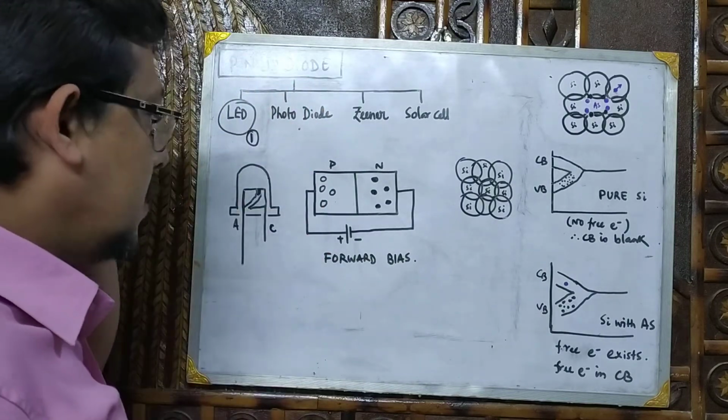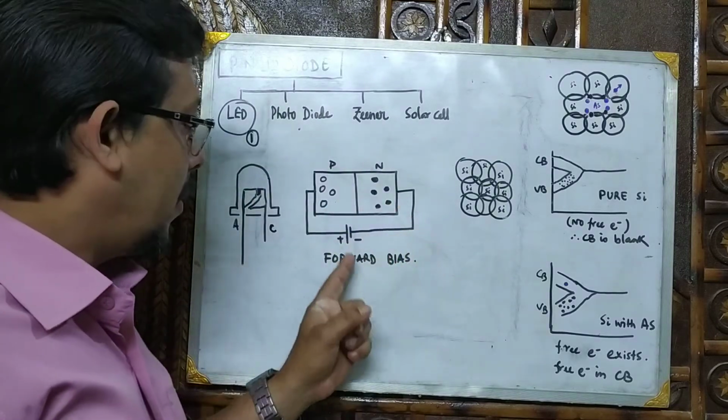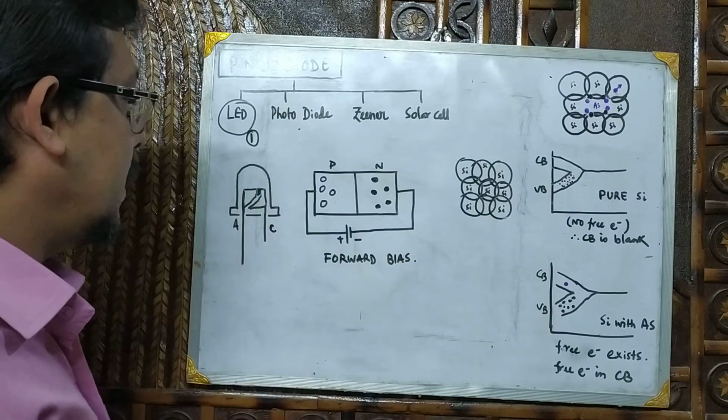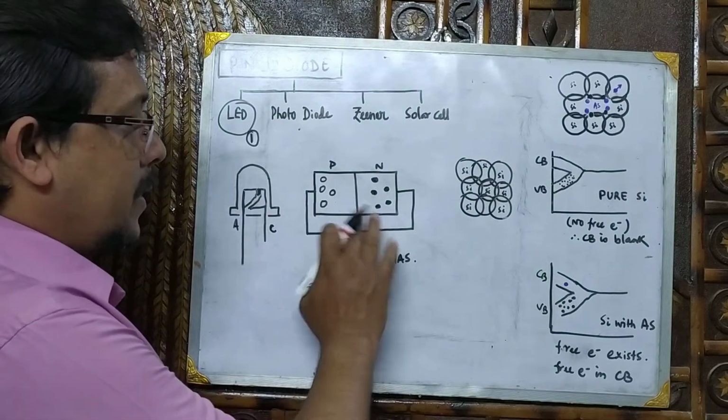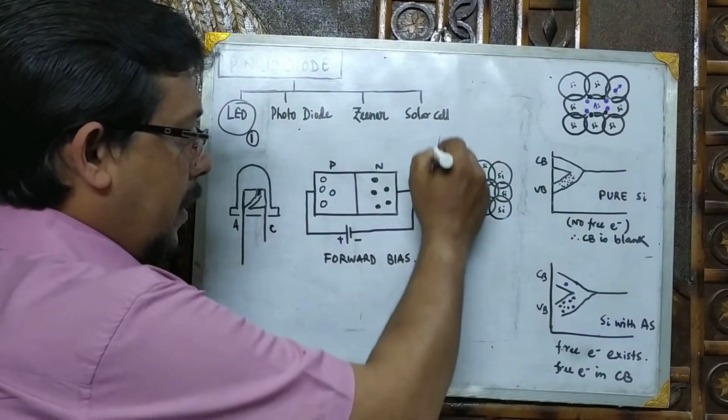Okay, what is this one? This is nothing but a simple PN junction diode, in forward bias. This is your LED. You have already done the PN junction diode yesterday. Before going into that, let me discuss one more point, just as a reminder.